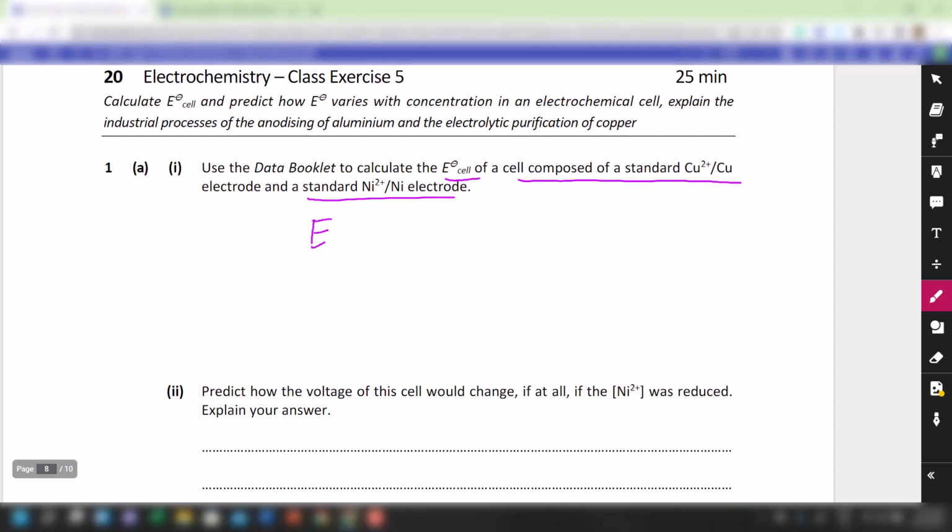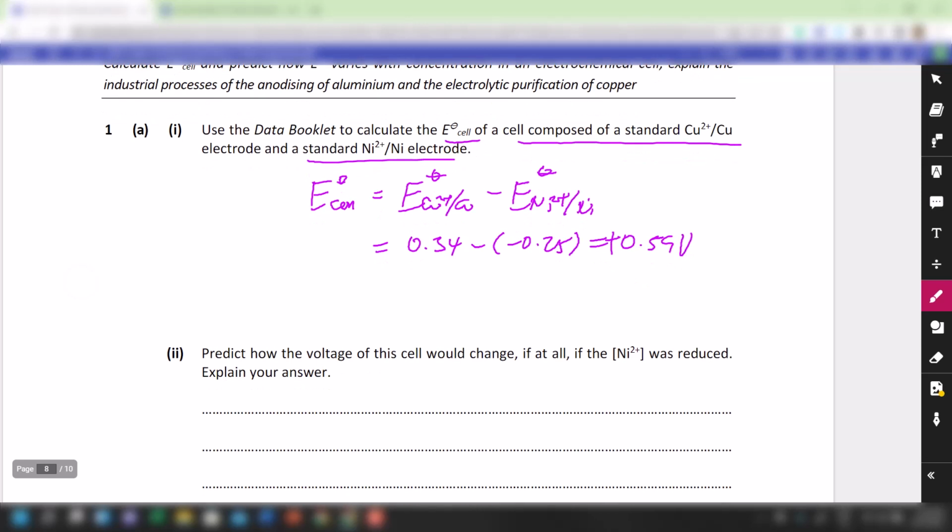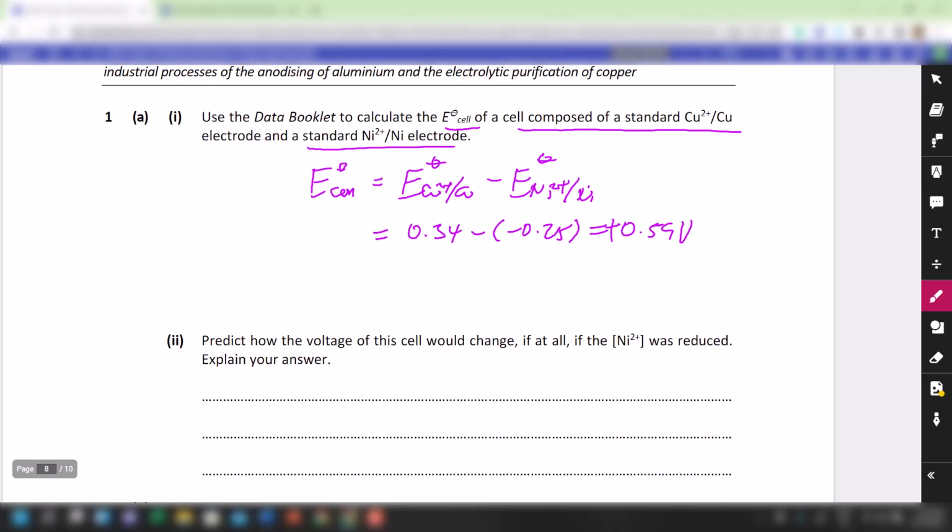So the E cell will be E reduction, that is copper 2 copper, minus E oxidation, that is nickel 2 nickel. So I'm going to get 0.34 minus negative 0.25. Then I'll end up with 0.59 volts, which will be the standard cell potential.